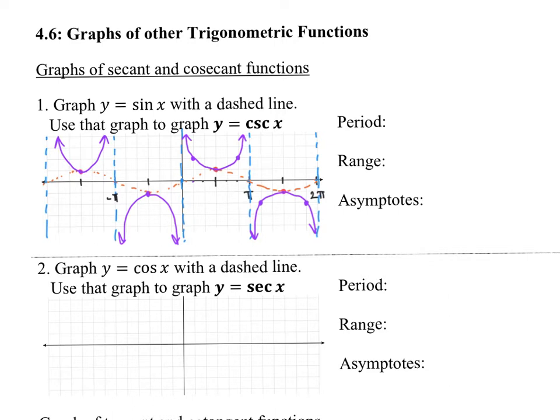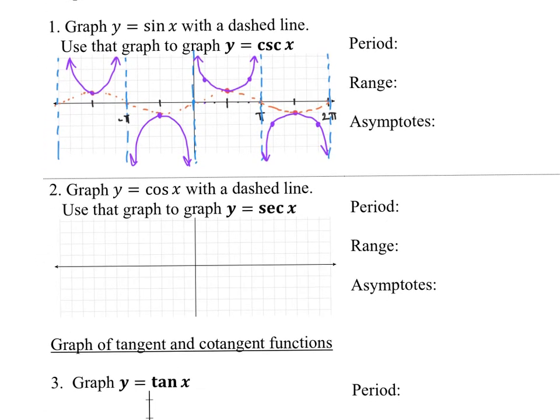Okay, I'm going to graph secant, and then I'm going to come back and look at the period, the range, and the asymptotes. Okay, I'm going to go ahead and graph cosine. I am going to scale it. I'm going to do the same scale. I'm going to go by 6. 1, 2.